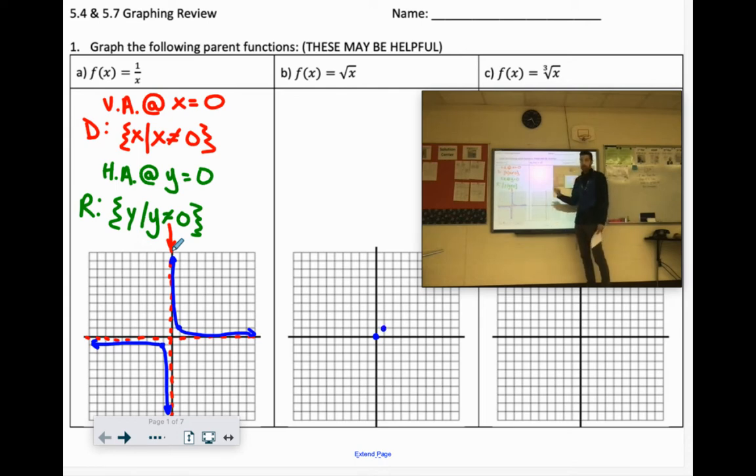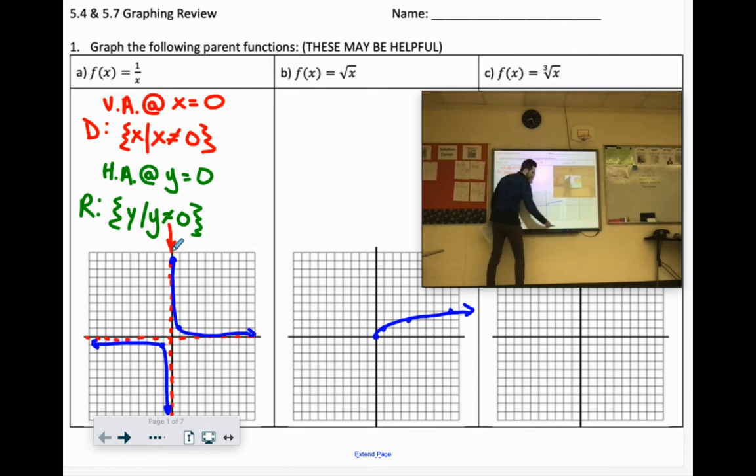So you'd have a point at 1, 1, so the square root of 1 is 1. Another perfect square is 4. If you square root 4, you'd get 2, so there'd be a point at 4, 2. And then the only other perfect square that would fit on this graph would be 9. The square root of 9 is 3, so you'd have a point at 9, 3. So this is the parent function for a square root.